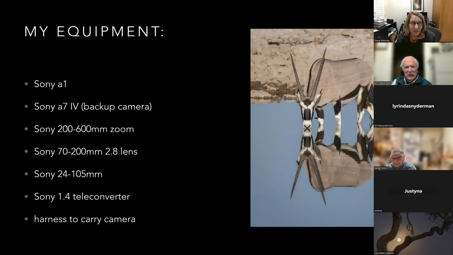For anyone interested in what I'm shooting, I've always been a Nikon shooter. A couple of years ago, I did switch to Sony. So these are the cameras, the A1 and the A7, of course, my backup. And I just really have the 3 lenses of Sony. I have the 1.4 teleconverter, but I would only put it on the 70 to 200 2.8 lens. I know people do put it on the 200 to 600, but it doesn't work for me.